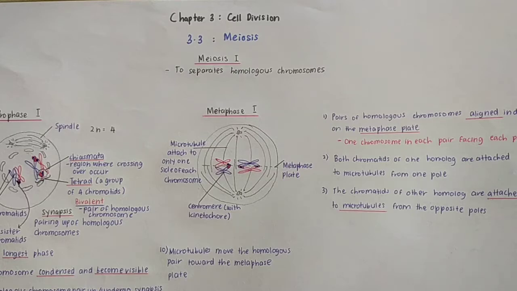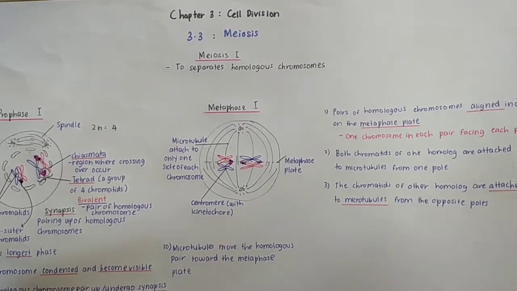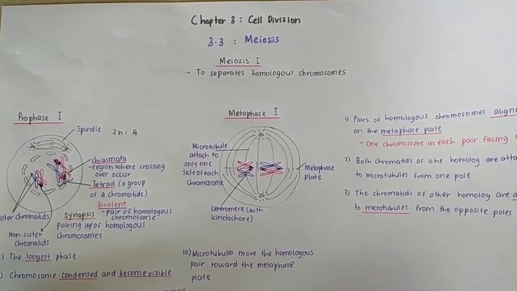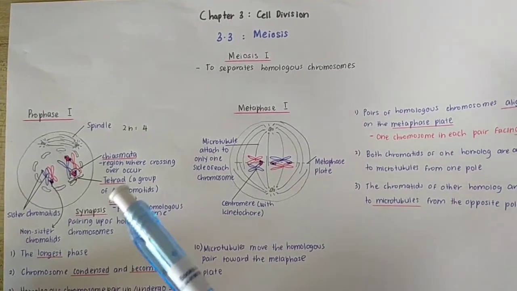So now let's proceed to the process of Meiosis One. Remember, Meiosis One is to separate homologous chromosomes. Before we continue, you have to remember Meiosis One can be divided into 4 stages. The first stage is Prophase One, next Metaphase One, then Anaphase One, and the last one Telophase One. So we start with Prophase One first.